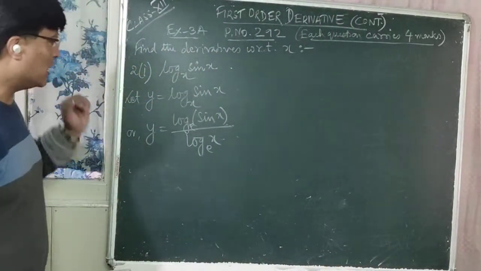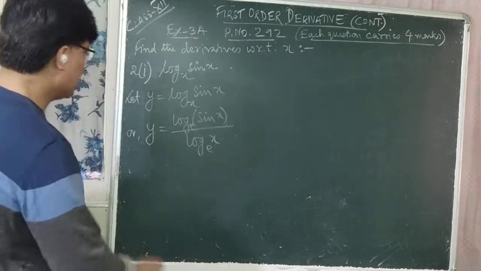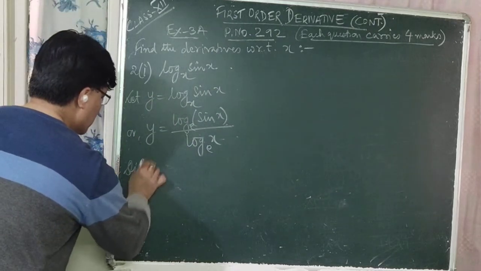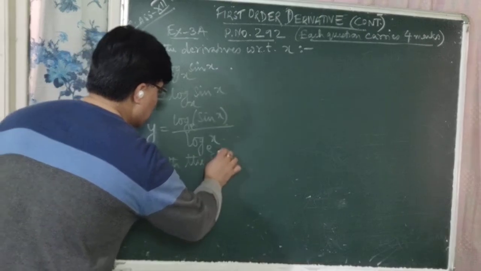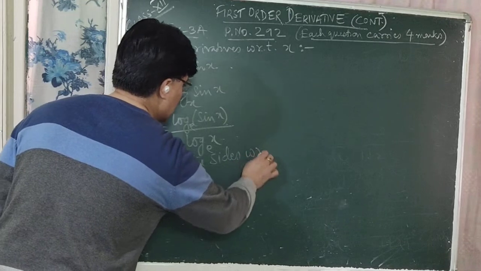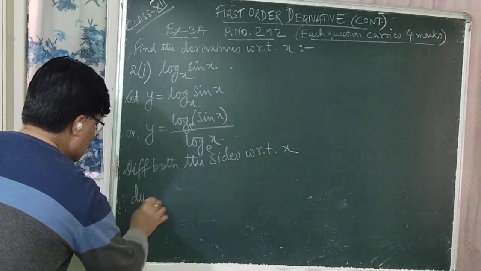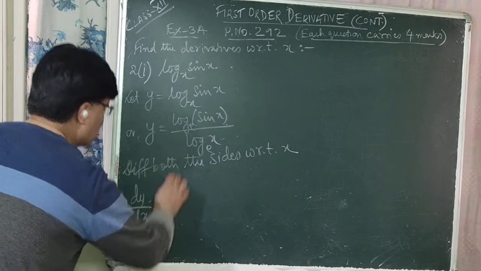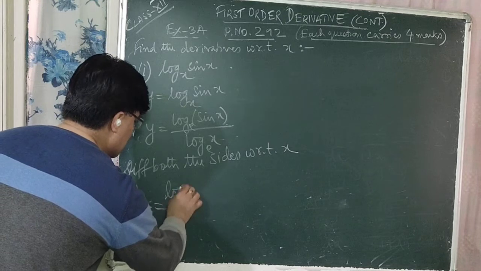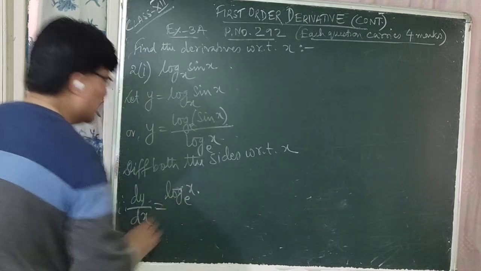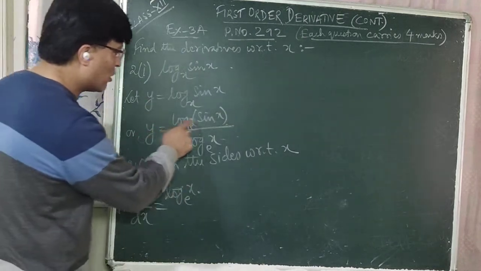So let us differentiate it. Now u by v rule, you have to use u by v rule, right? So write down differentiating both the sides with respect to x, right? So therefore it is dy by dx is equal to, now u by v rule. Now which function is kept as it is? That is the denominator log x base e into. Now differentiate the numerator. So how can you differentiate log sin x base e?